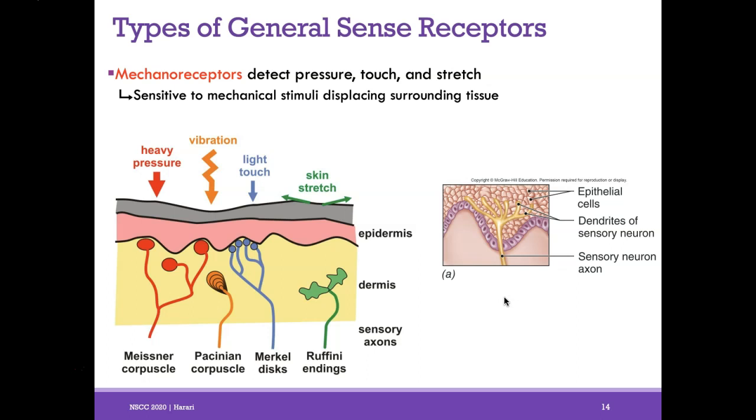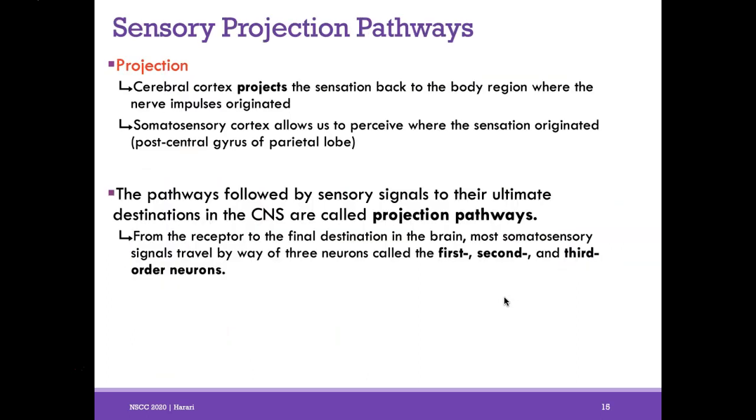We just felt some kind of pressure. And of course, our brain tells us where this stimulus was detected because of projection. So once the cerebral cortex receives the information of the stimulus, the cerebral cortex projects the sensation back to the body region where that nerve impulse originated.